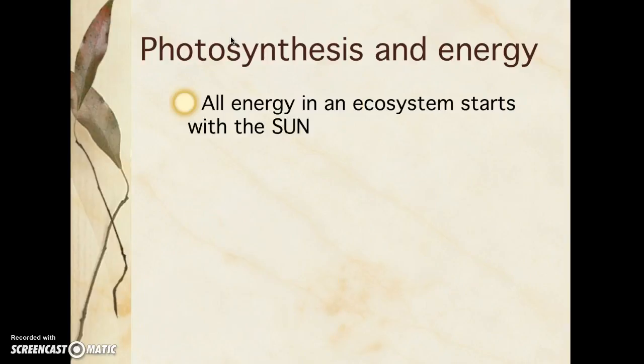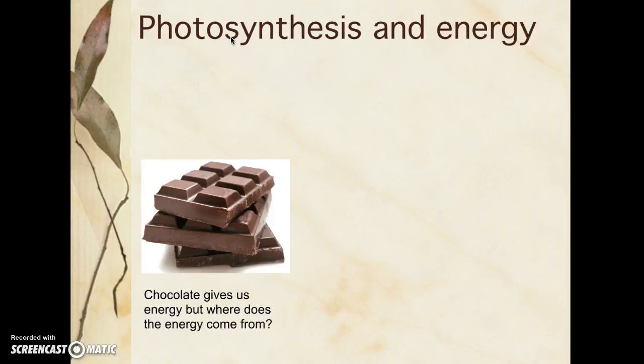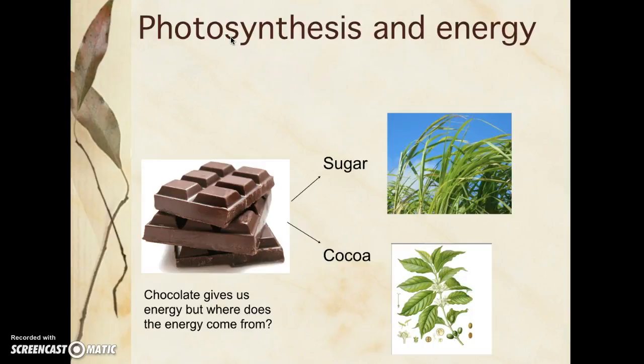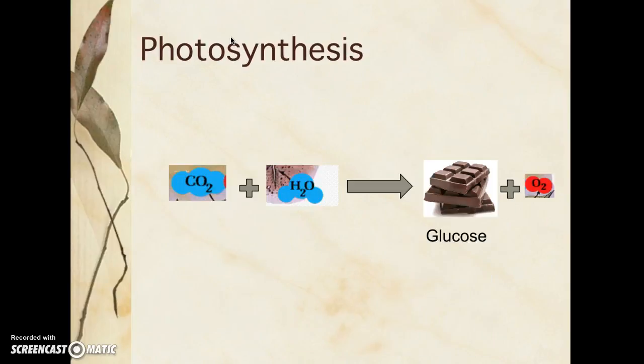So we start with the sun, and from there we can get all the different types of foods that we know. So let's take chocolate for an example. So for chocolate, it contains sugar and cocoa. Sugar and cocoa are both plants, so they are getting their energy from the sun. So the plants are taking in carbon dioxide and water, and using the sun's energy, they are creating glucose, which gives us some of the sweetness in the chocolate, and they're releasing oxygen.